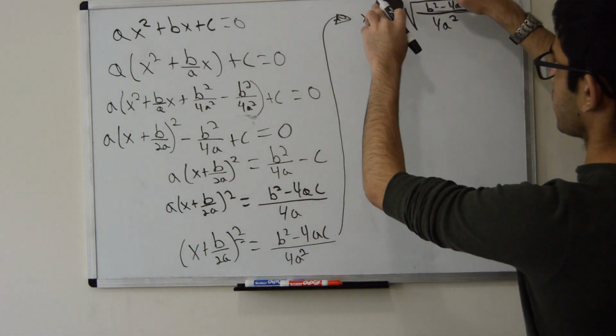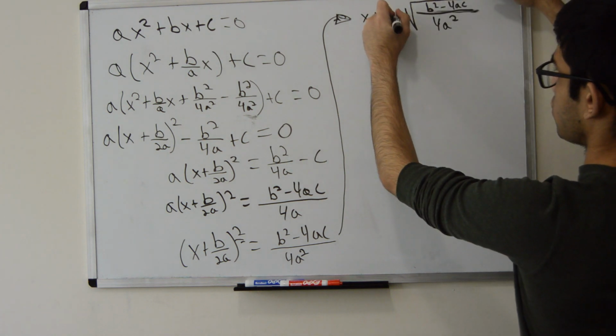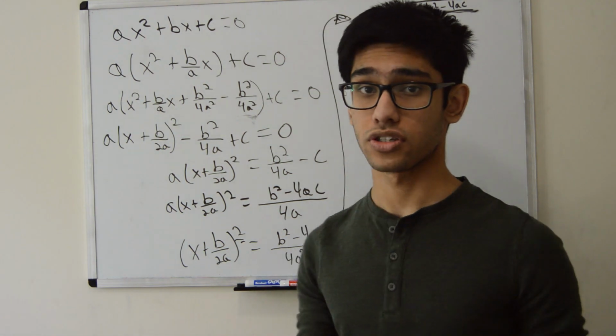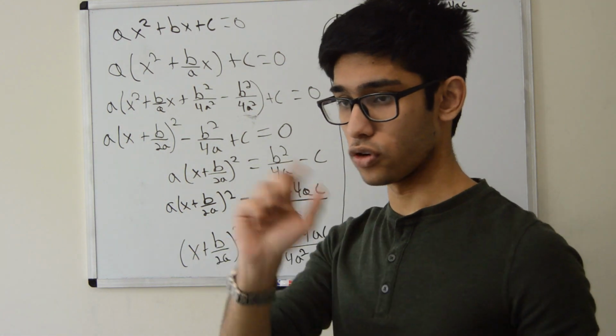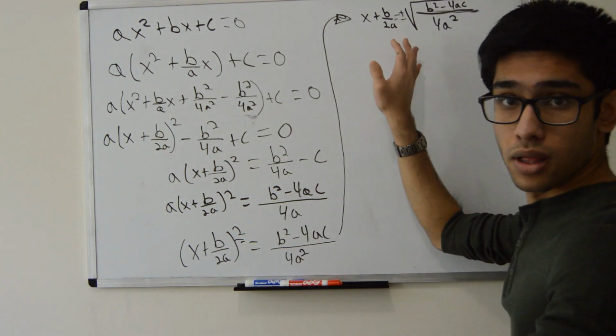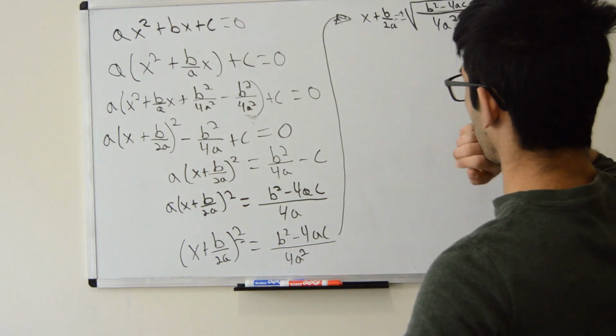And one thing I did forget to mention here is this is equal to plus or minus. So whenever we take a square root, it's actually possible that you'll have two roots, like a positive and a negative, because that's how square roots work. So that's why I have a positive negative here, if you don't mind.